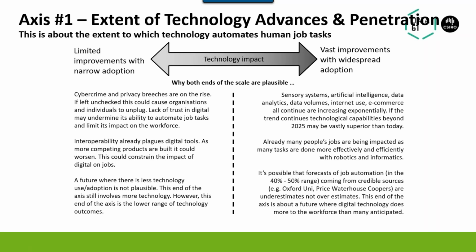So we certainly don't see any future where we've got less automation than we currently have. There will always be some increase in the amount of automation that we rely on in our work and in delivering our services and products. The question is how much more impact?